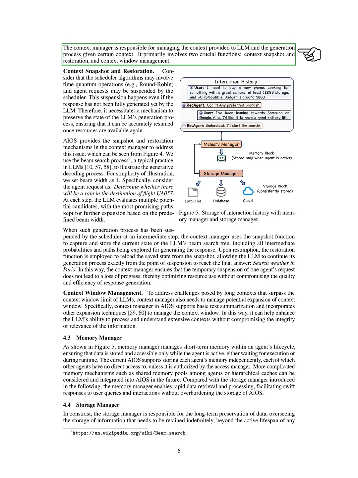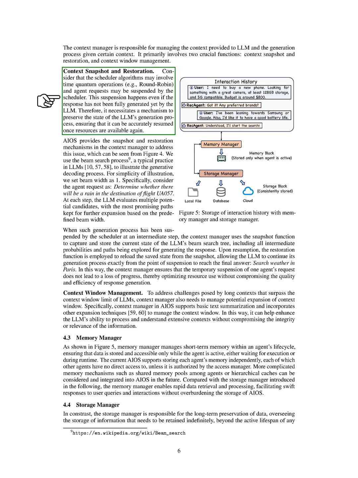Now, let's discuss the context manager. This component handles the context provided to LLM and the generation process based on that context. It involves two main functions: context snapshot and restoration, and context window management. The context manager ensures that the state of LLM's generation process is preserved when tasks are suspended by the scheduler, allowing for accurate resumption once resources are available again. It also manages potential expansion of the context window to handle long contexts effectively without compromising information integrity.